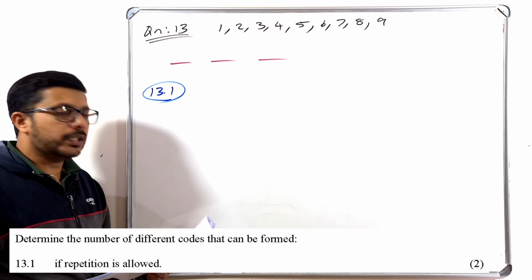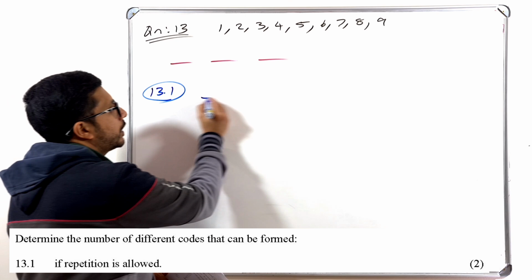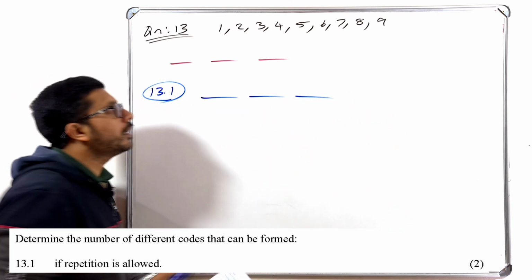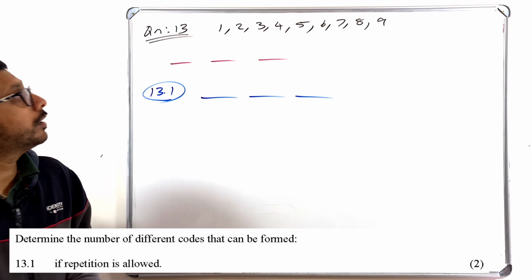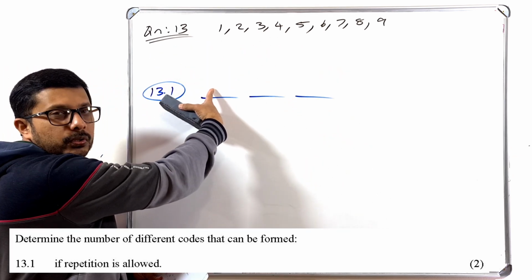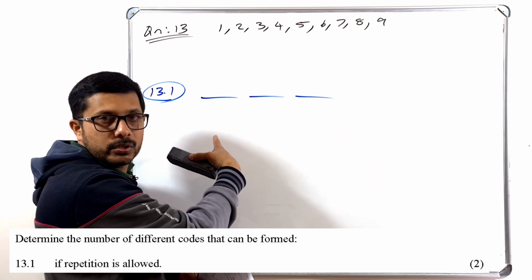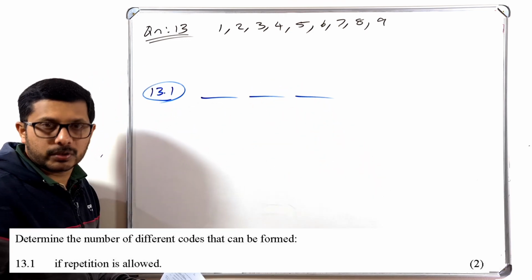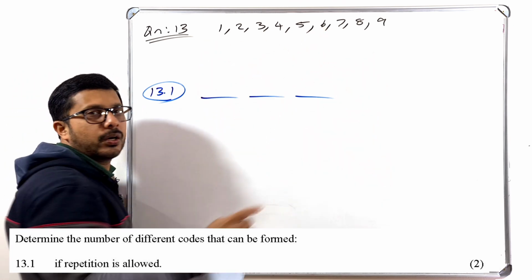If the repetition is allowed, how many possibilities are there? So 1, 2, 3. If the repetition is allowed, it means that if, for example, for this position I use a 2, here also I can use a 2, and here also again I can use a 2. Repetition is allowed.